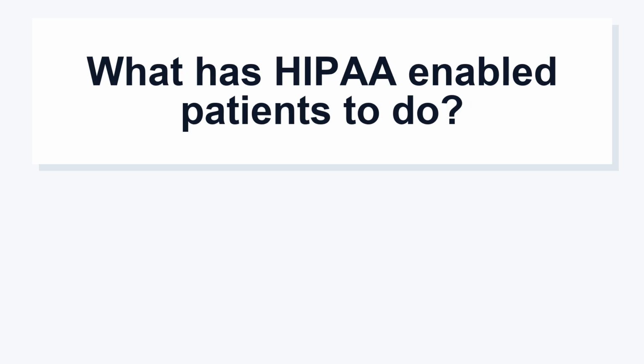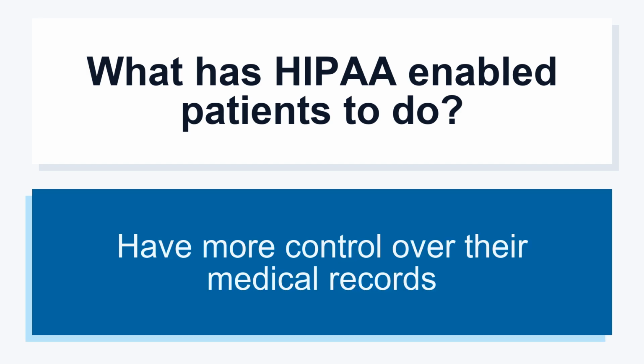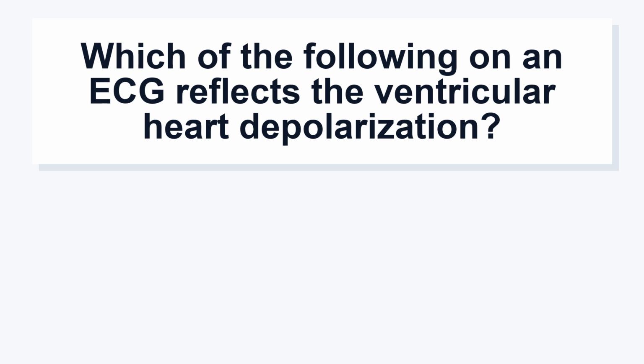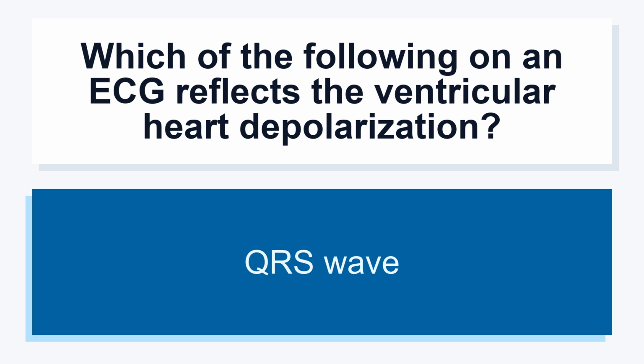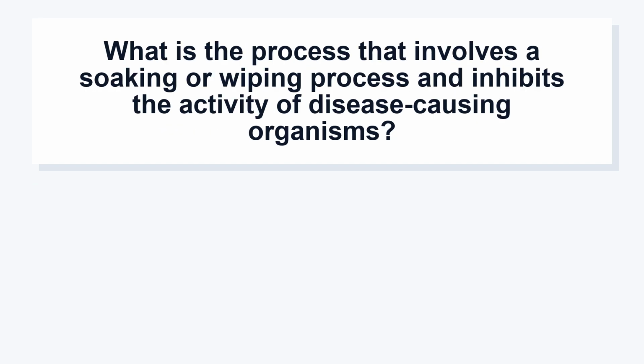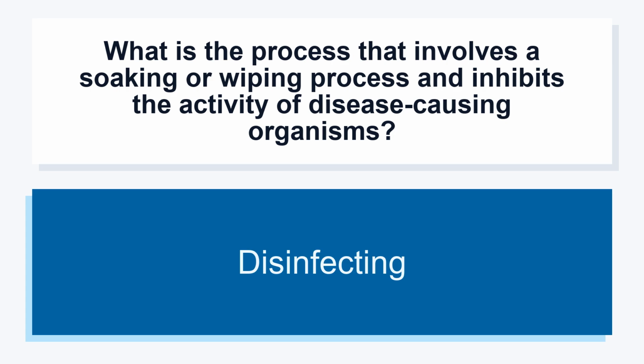What has HIPAA enabled patients to do? Have more control over their medical records. Which of the following on an ECG reflects the ventricular heart depolarization? QRS wave. What is the process that involves a soaking or wiping process and inhibits the activity of disease-causing organisms? Disinfecting.